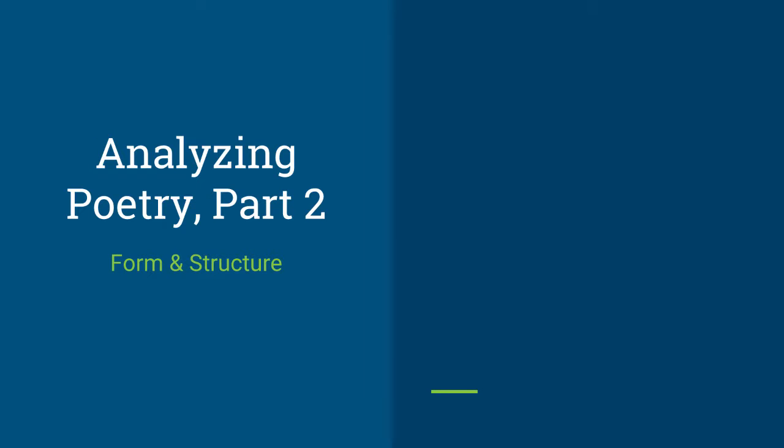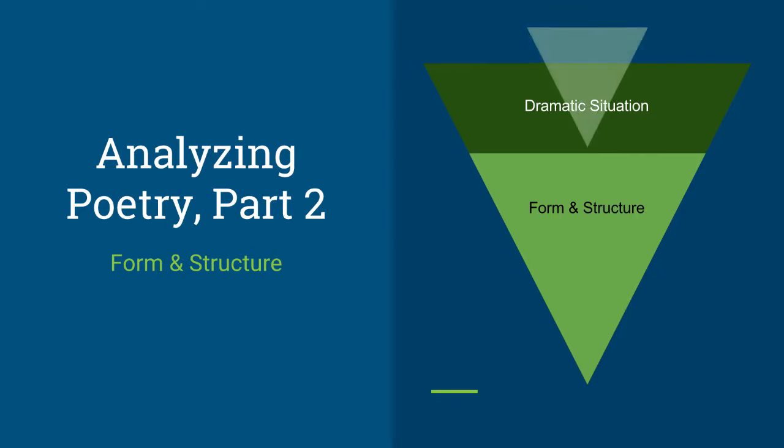So in our last video, we started talking about the process of a textual explication by considering the big picture, in particular the theme and the dramatic situation. You can think about the explication process as an upside-down triangle. You start with the big stuff and work your way down to the increasingly smaller details. In this video, we will focus on the middle of that triangle.